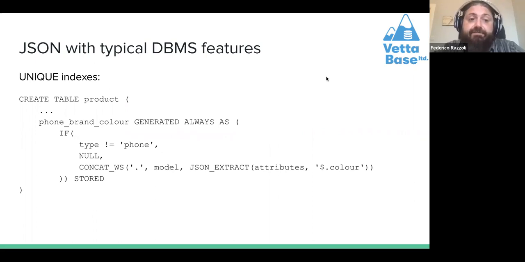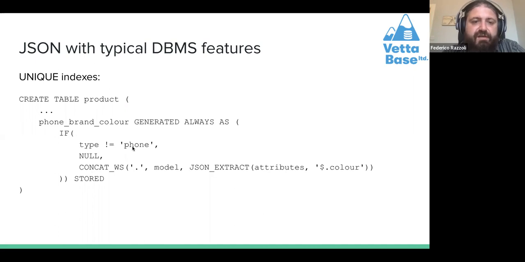I can also create unique indexes, but in most cases, I will have to do something more complicated than usual. For example, in this case, I want to create a unique index on model and color, but only for the fonts. Why? Because other product types maybe don't even have color, or maybe for other product types, this unique index doesn't make sense. So I define this generated column based on this expression, which is: if type is different than font, return null.